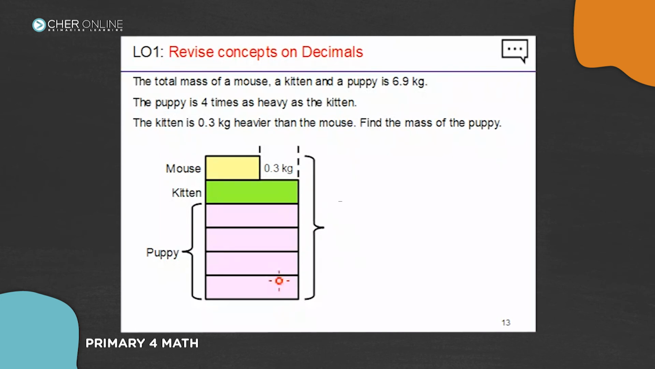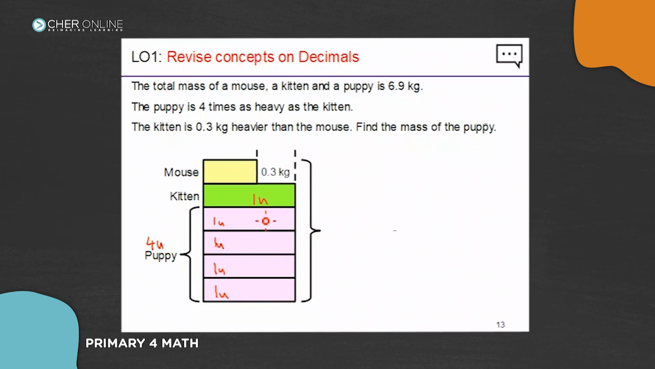The puppy is 4 units. So the kitten is 1 unit. The puppy is 1 unit, 2 unit, 3 unit, 4 unit. That is 1 puppy. So it's right. You add 6.9 with 0.3. But is there another method?